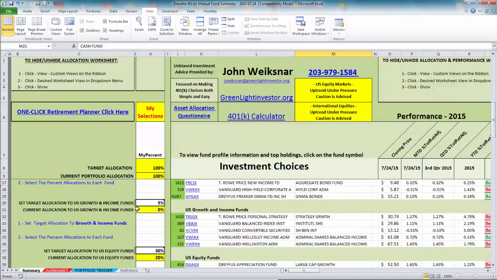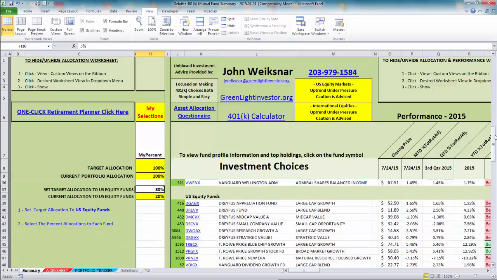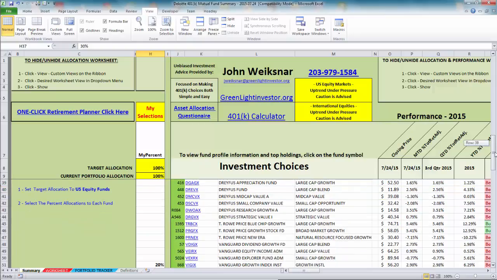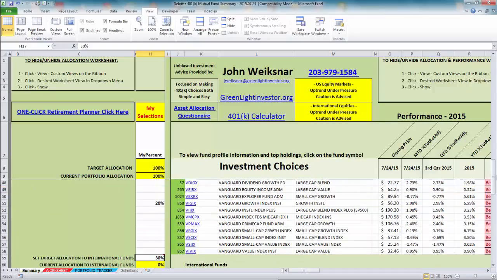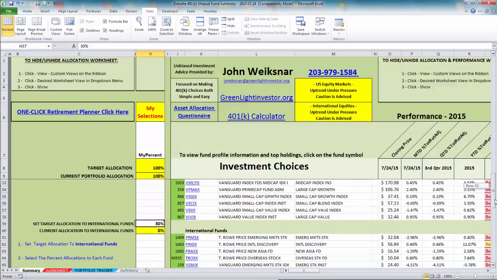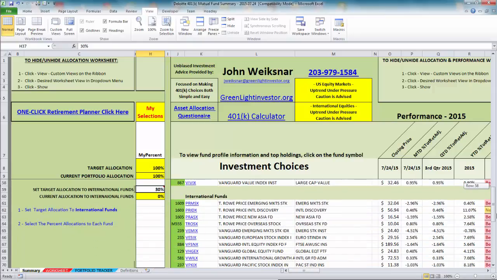As we scroll down, we see that our target to U.S. growth in income is 5%, but we've also moved that over to the money market fund or the cash reserves. So that's why we show that we currently have 0% invested, even though we'd like to have the 5% target. For the U.S. equities, we have a 30% target, but we've recently moved 10% of that over to the cash fund.